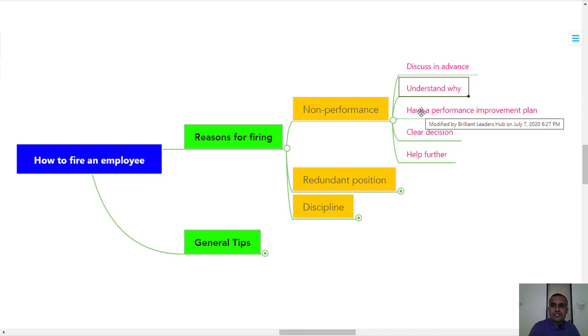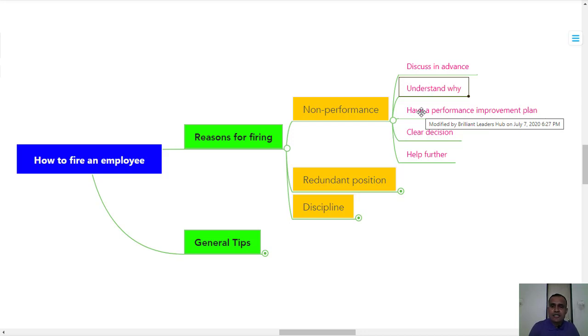Use it and do it very effectively. If you don't have one in your organization, Google around and create one, but it should be there. Once the person has gone through the performance improvement plan, and if he or she has done well, then the process is aborted. It's back in the good books.